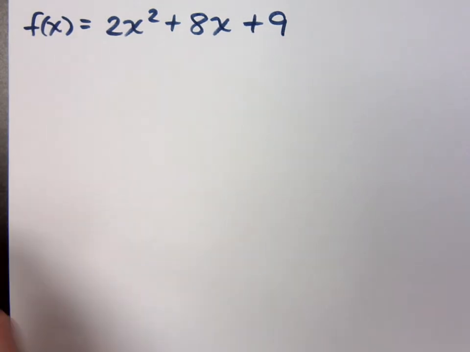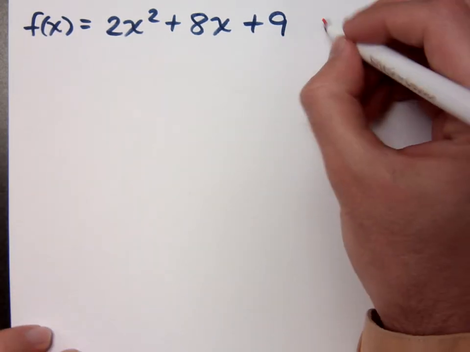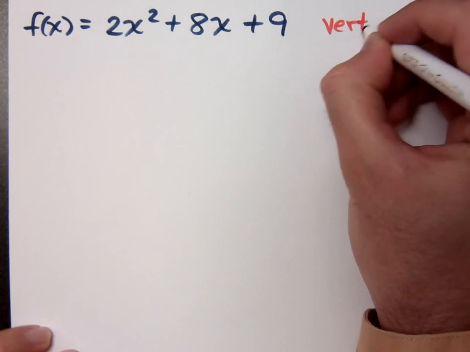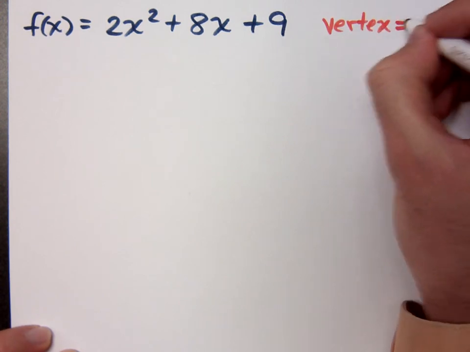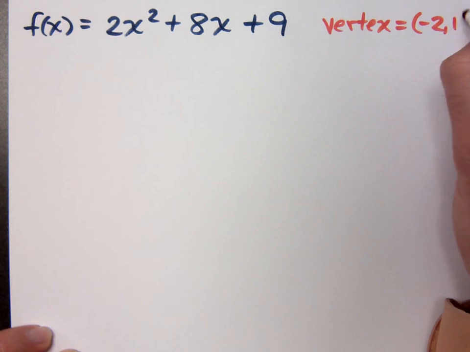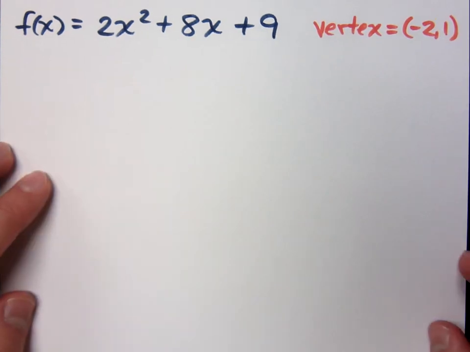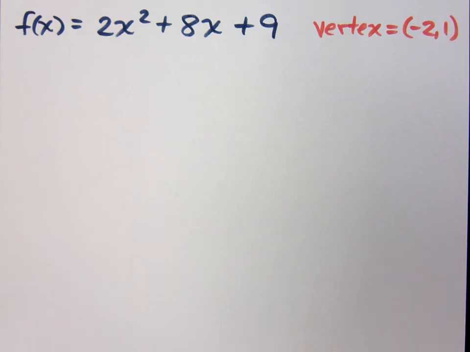Now this is the problem that we just did. And before we called out his vertex to be what? Negative 2, comma 1. Now I'm going to show you that there's another way for you to find the vertex, and that's by completing the square.